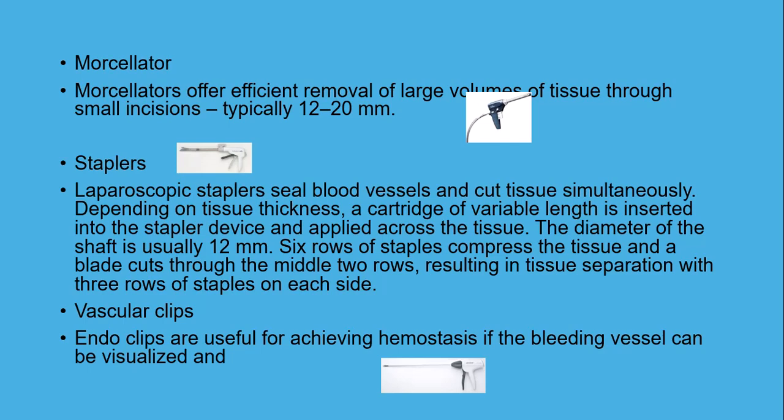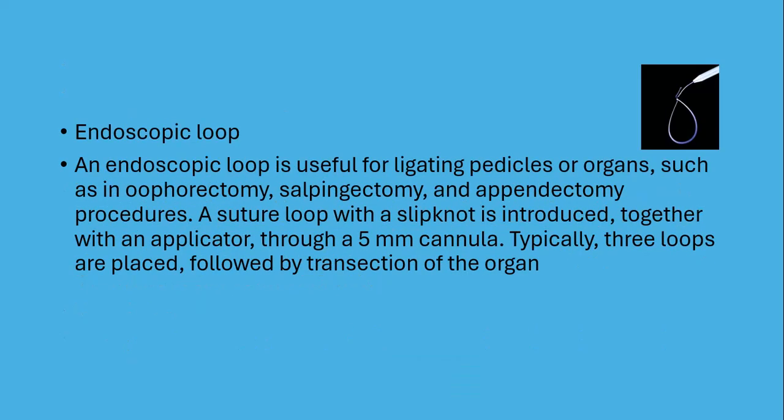Vascular clips. Endo clips are useful for achieving hemostasis if the bleeding vessel can be visualized. And endoscopic loop. An endoscopic loop is useful for ligating pedicles or organs, such as in oophorectomy, salpingectomy, and appendectomy procedures. A suture loop with a slip knot is introduced, together with an applicator, through a 5 mm cannula. Typically, 3 loops are placed, followed by transection of the organ.